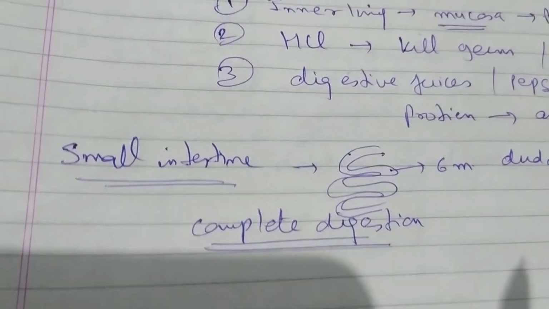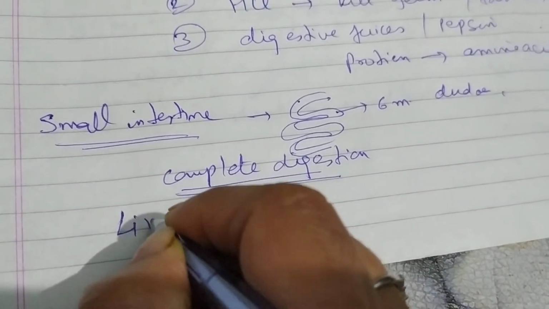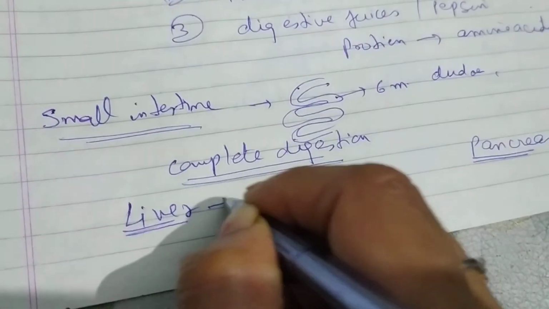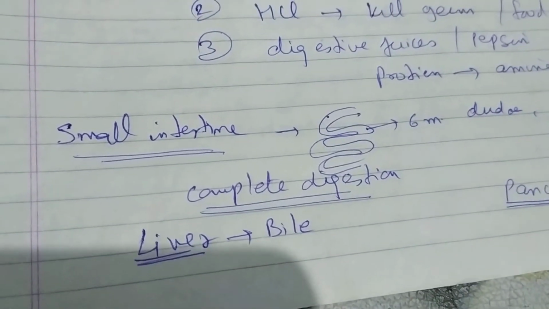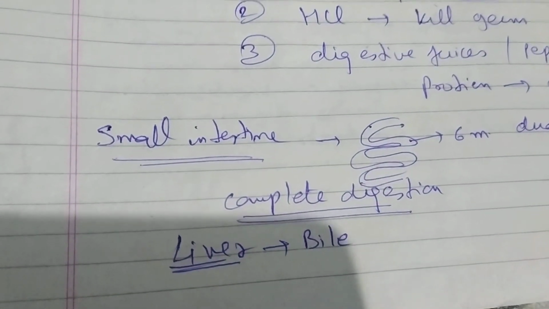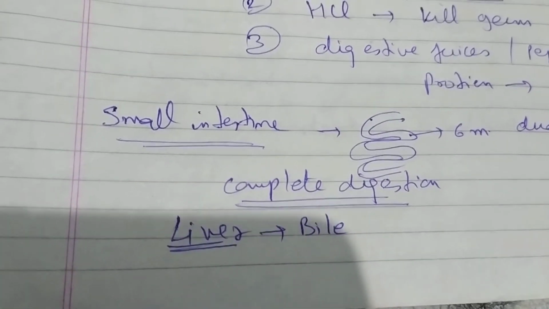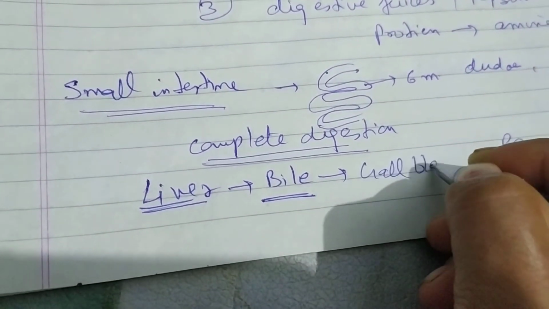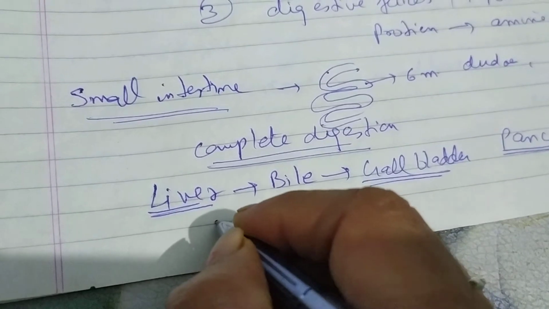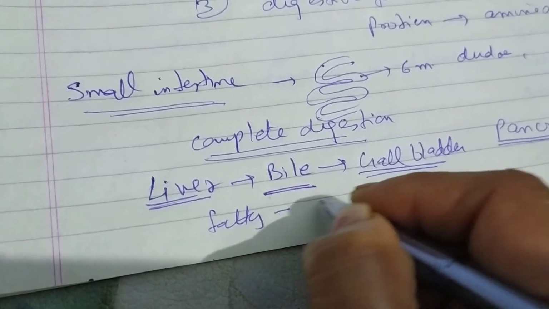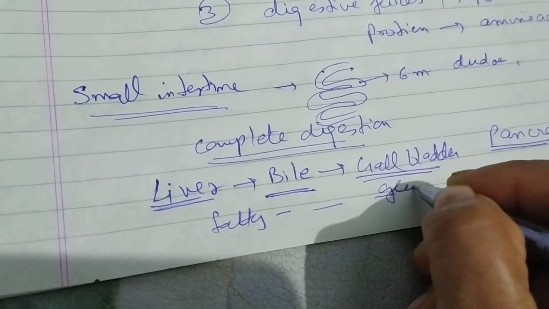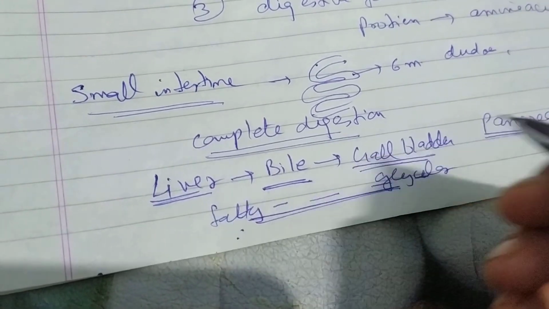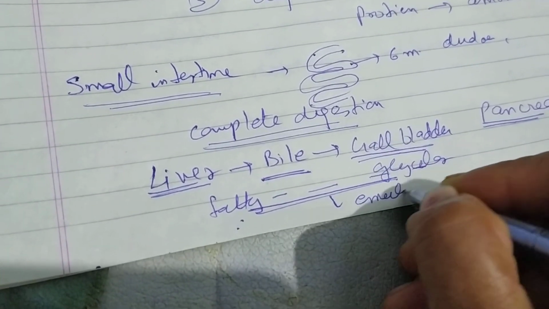Before going to the small intestine, two other important glands, the liver and pancreas, also secrete juices. The liver is the largest gland, brown in color, just below the stomach. It secretes the juice called bile. Bile is secreted by the liver, but where is it stored? In the gall bladder. It helps to convert the fats into small droplets. This method of breaking complex fats into simpler ones is called emulsification.